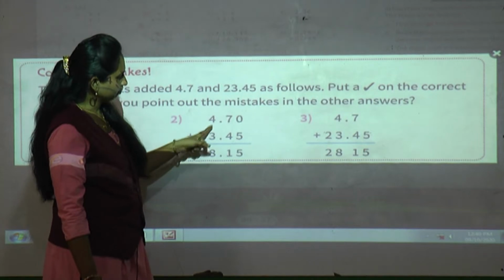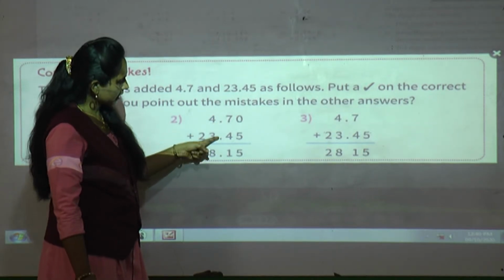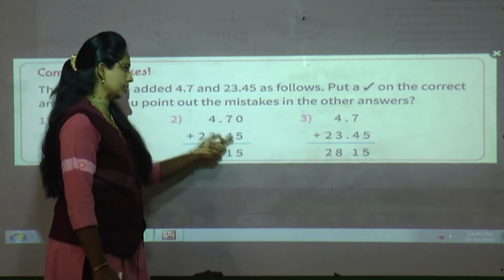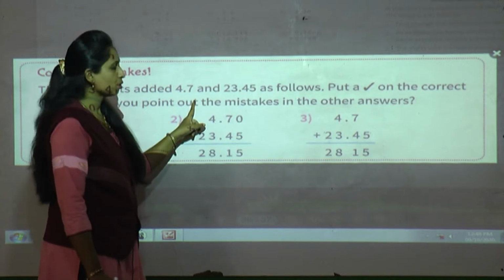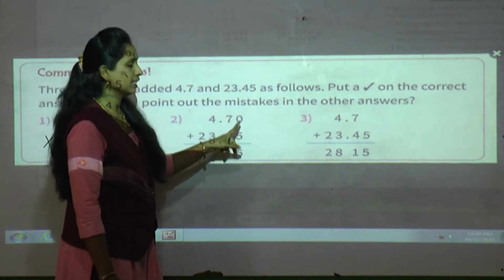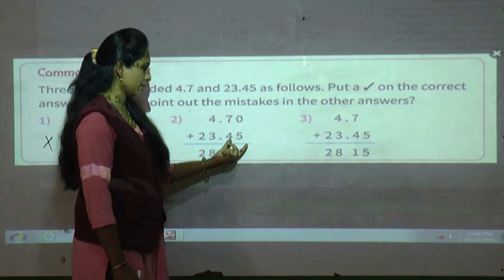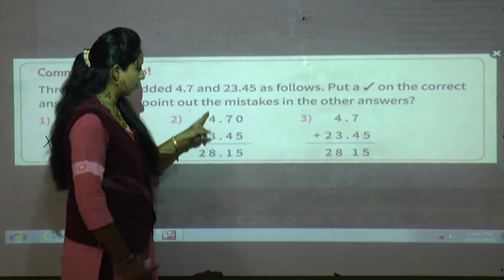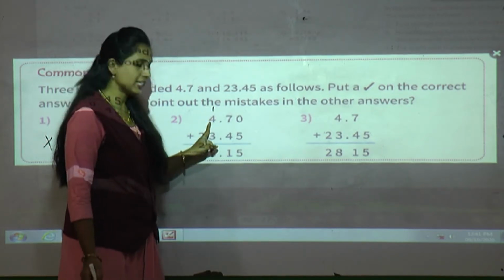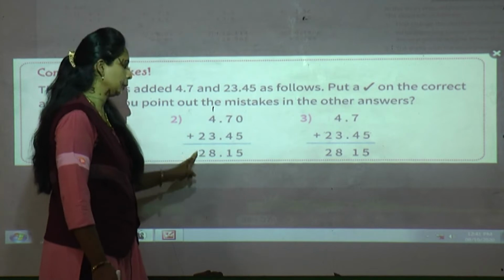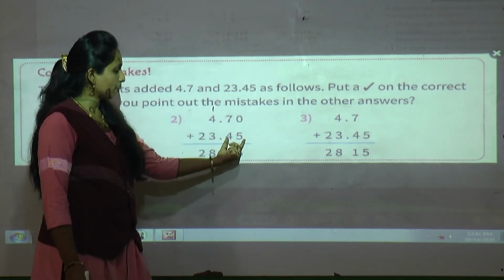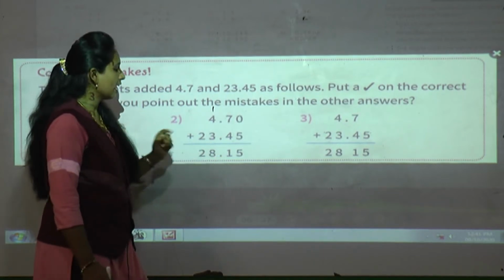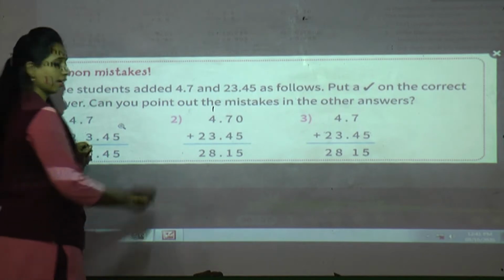Now let's see what the second student has done. Now see here, he has put the decimal points exactly one below the other, and he has converted into like decimals. Only 4.7 was there, so he has converted it into 4.70, so 2 digits after the decimal point. 0 plus 5 is 5, 7 plus 4 is 11, 1 here, 1 will be carried. 1 plus 4 is 5, 5 plus 3 is 8, and 2 as it is. And he gave the decimal point after 2 digits in the answer also. He has done it correctly. So this answer is correct.